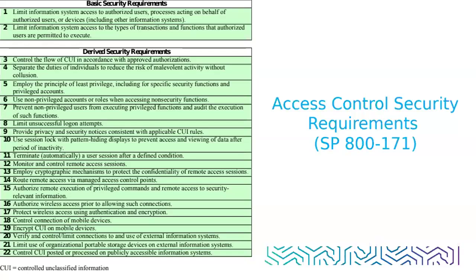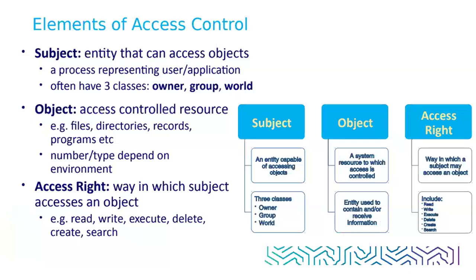So by enforcing the least privilege, separating critical duties, securing remote and wireless access, protecting mobile devices, managing user sessions, and safeguarding the controlled unclassified information, organizations can implement a layered defense that significantly strengthens their overall cybersecurity posture. So then we are going to see now the elements of access control, the various elements that are involved in access control.